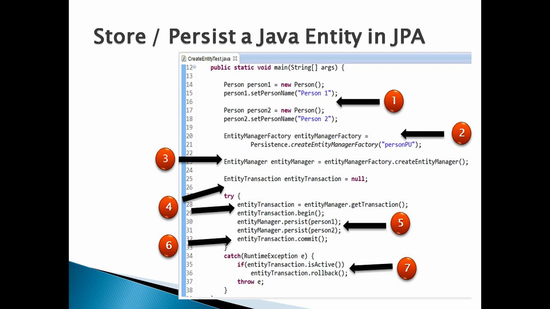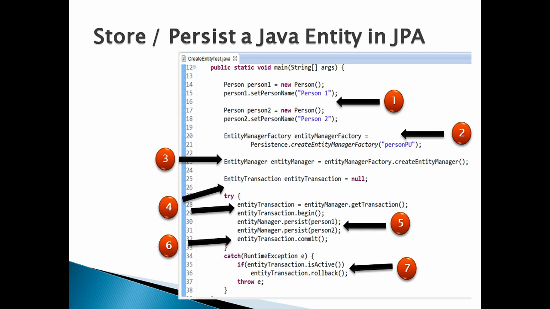Moving ahead. Number 3, from the EntityManagerFactory object, we create an instance of EntityManager. In order to create the EntityManager we call a method present in EntityManagerFactory as createEntityManager. This method returns us back an instance of EntityManager.